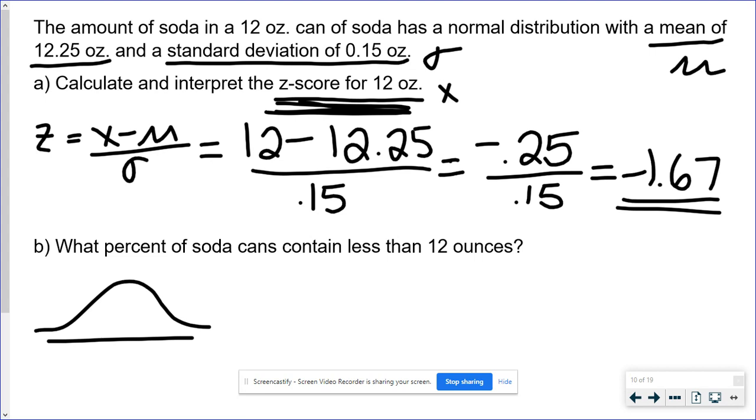I always like to draw a little curve just so I can visualize what's happening. Your mean is in the middle at 12.25, and we just said that 12 ounces is below the mean. So I'll just say it's around right here. We want to know the percentage of cans that are less than 12 ounces.